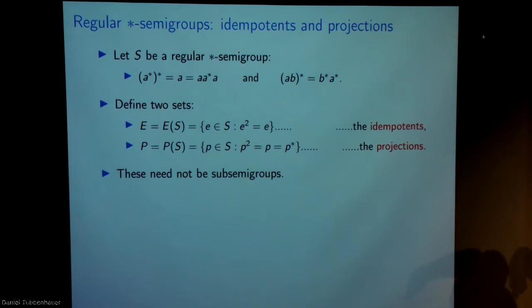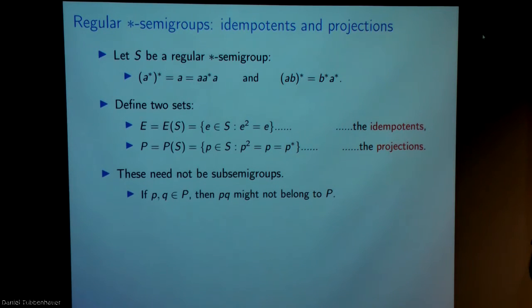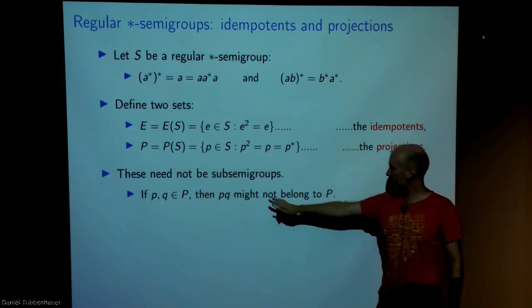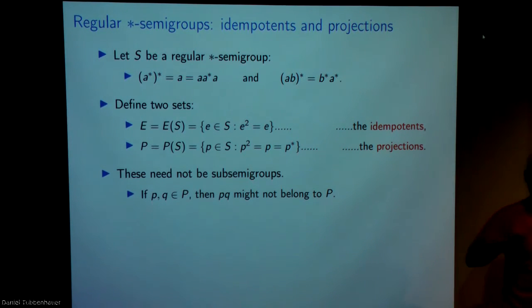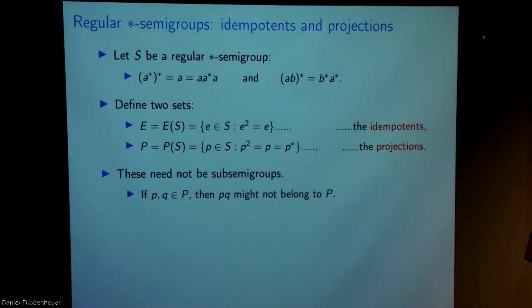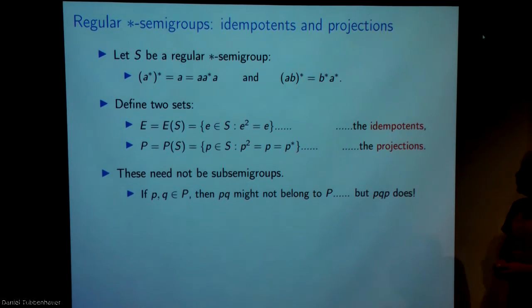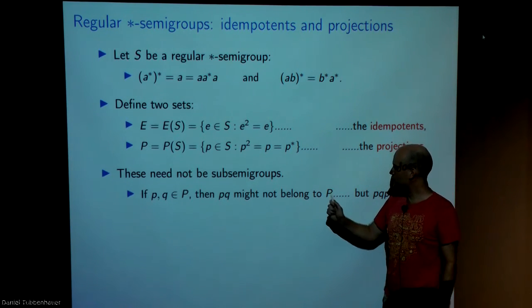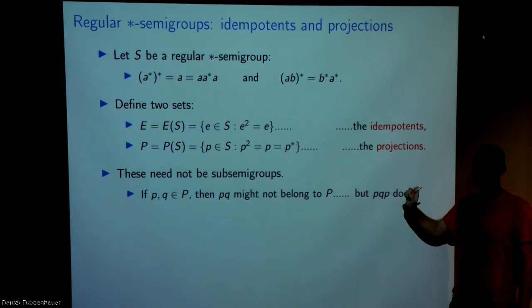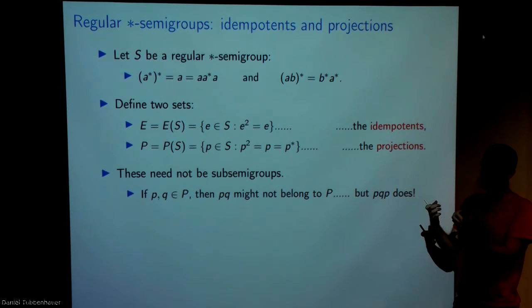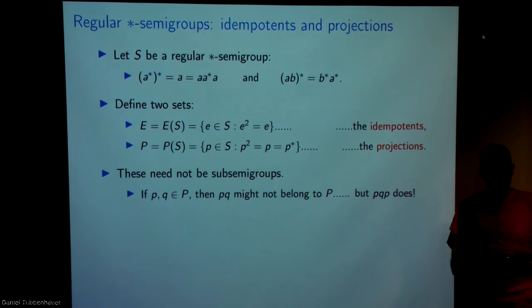The idempotents of an inverse semigroup always formed a subsemigroup, but that's not the case here, neither do the projections. To spell that out, if we have two projections, then their product might not be a projection. It's actually always an idempotent. That's an interesting property, and projections always play an important role in previous studies of regular star semigroups, but even more so here. But even though PQ is not necessarily a projection, PQP always is. So you can conjugate projections by each other, even though you can't just multiply them.